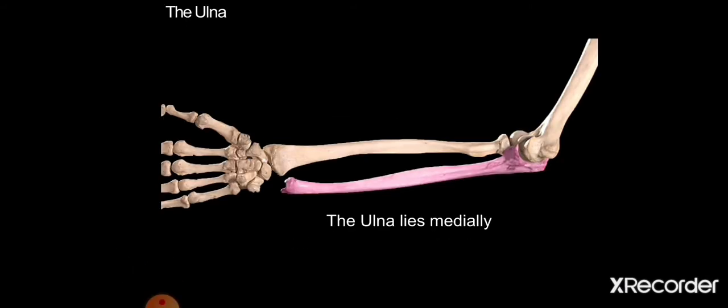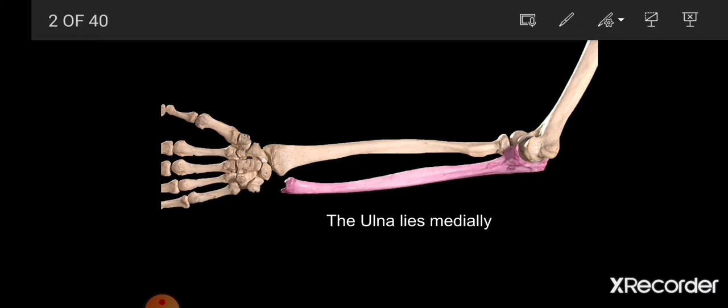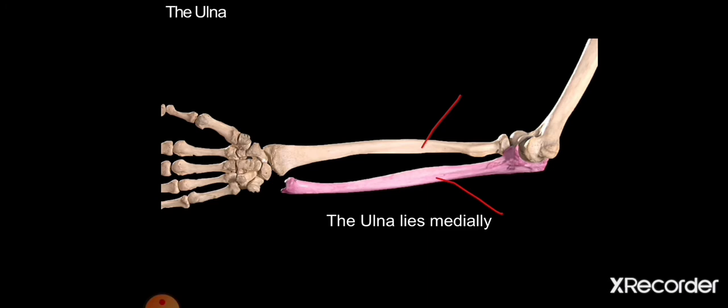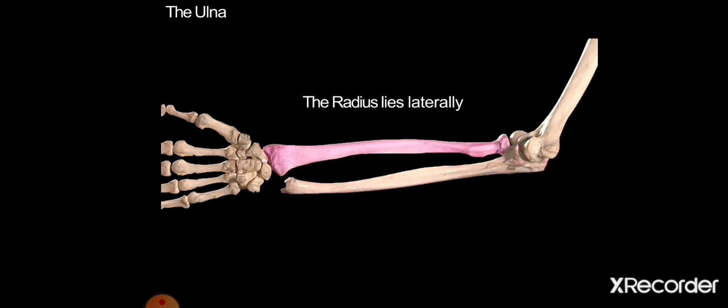Here I am going to discuss the anatomy of the ulna. The ulna is one of the bones in the forearm and it lies medially. On the lateral side we have the radius. This is the radius, and on the medial side we have the ulna. This is the radius lying on the lateral aspect of the forearm.